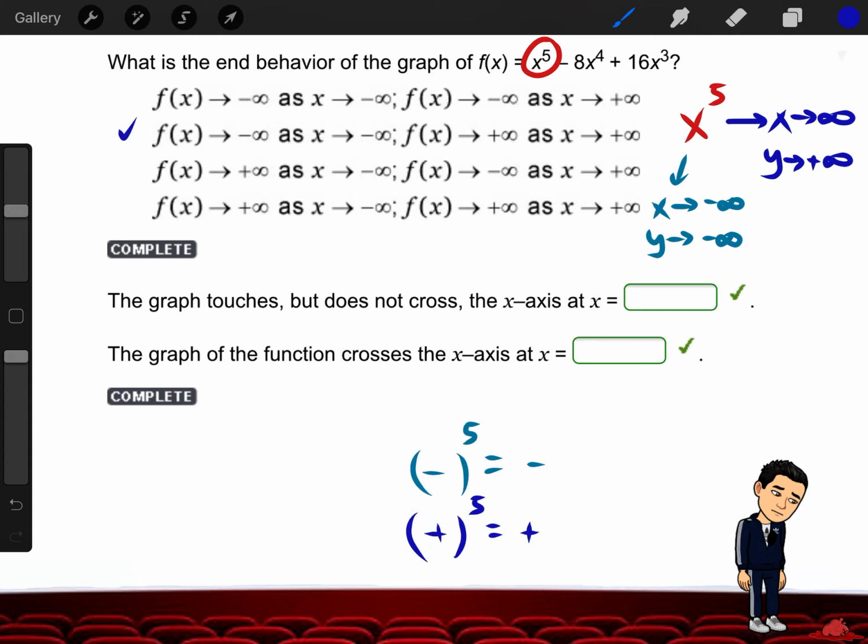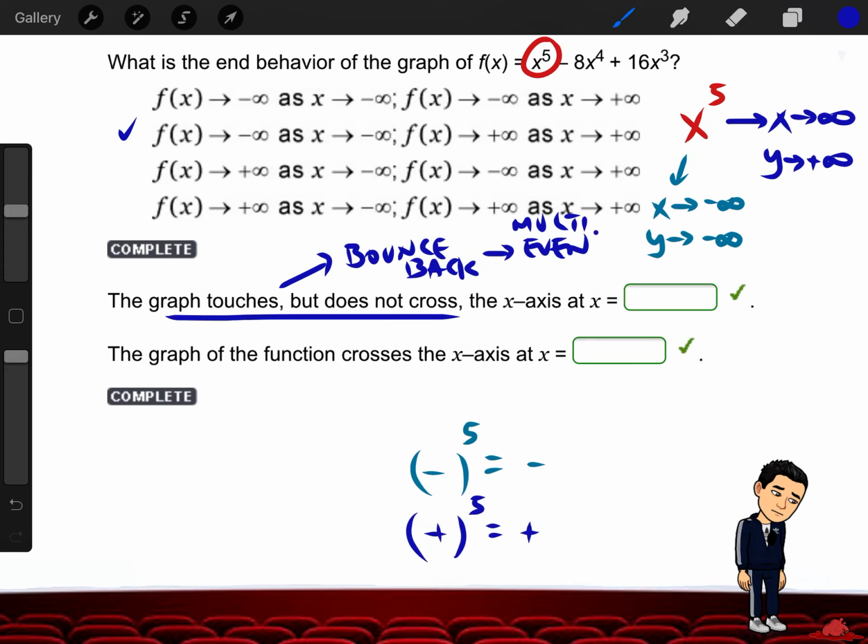The graph touches but does not cross. This is basically saying that there's a bounce back of the graph when it hits the x-axis. This is because the multiplicity is an even number. So how do I know that? Let me erase this part and show you what happened here. Oops, I can't erase that.